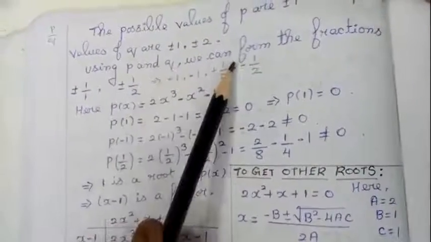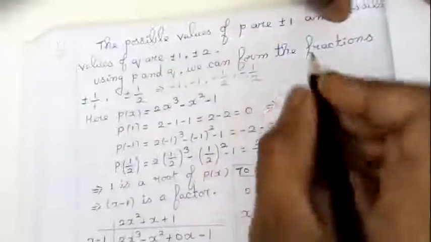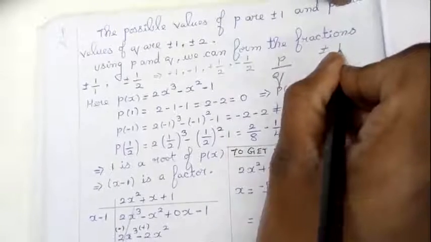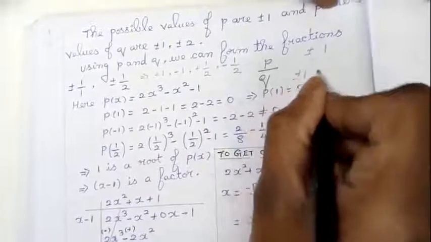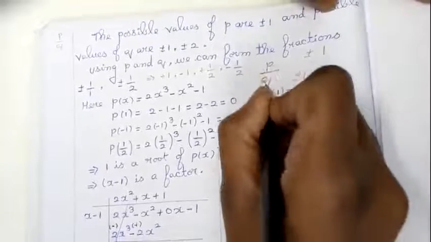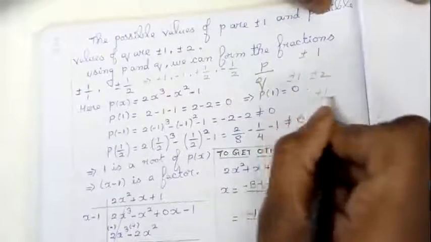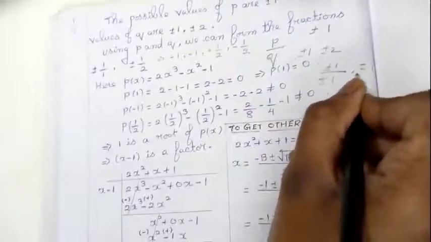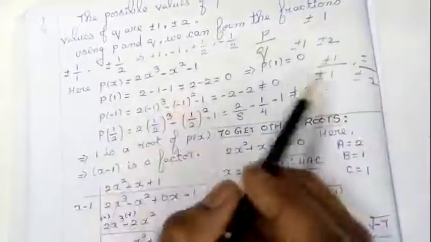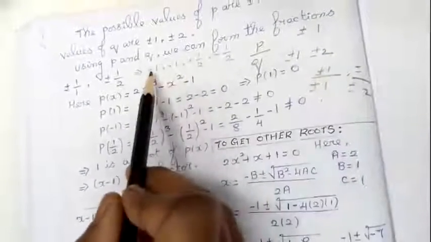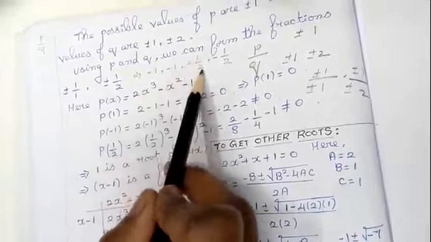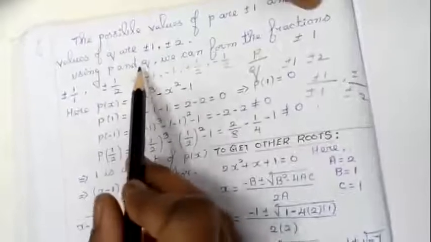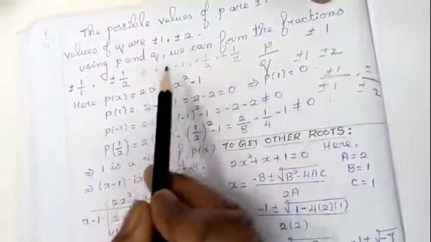Using p and q, we can form the fraction p by q: plus or minus 1 for p, and plus or minus 1 and plus or minus 2 for q. Plus or minus 1 divided by plus or minus 1, and another combination, plus or minus 1 divided by plus or minus 2. Using this combination of positive and negative, you get 1, minus 1, plus 1 by 2, minus 1 by 2. Now I am just guessing the solution. So these values may be the solutions for the particular equation.